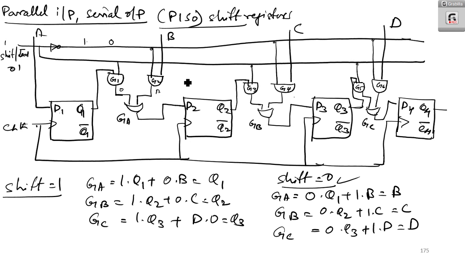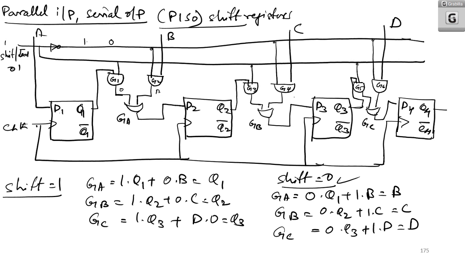Okay. So here there is a mode selector. The mode selector is between whether you need parallel input or serial output. Initially you make shift equal to 0 so that A, B, C and D come in. Then you make it into the next mode, that is serial output. So there are two modes of operation: one is parallel input mode and another is serial output mode. So that is the basic operation of parallel input, serial output shift registers. I think you have got the concept.